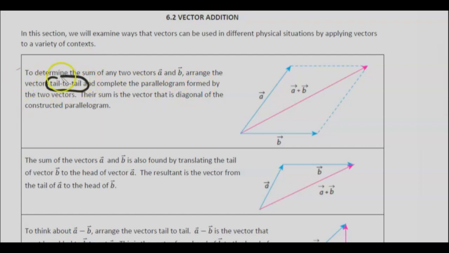Okay, so this is important. And then complete the parallelogram formed by the two vectors. Their sum is the vector that is the diagonal of the constructed parallelogram. So first we draw these two vectors A and B like normal. And right now, this is tail to tail. Okay, but we actually don't want it tail to tail.